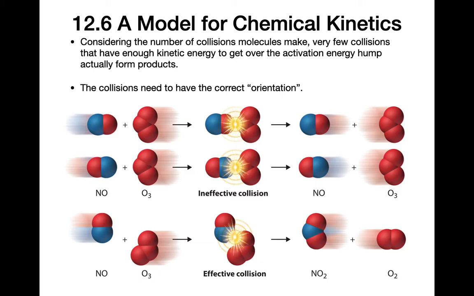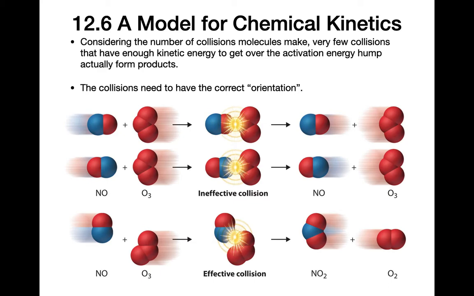Now, continuing with our model for chemical kinetics here, a lot of collisions actually do have enough energy to get over the activation energy hump, but the reactions tend to be slower than you might expect based on just those numbers. So we realize that there's more than just getting over the hump to form products. You also have to make sure your collision has the proper orientation. So here we have NO colliding with O3. If you collide head on with your NO, it doesn't matter if you hit the O3 with the O or the N, head-on collisions hit right in the middle of the O3 and don't do anything to the O3 molecule.